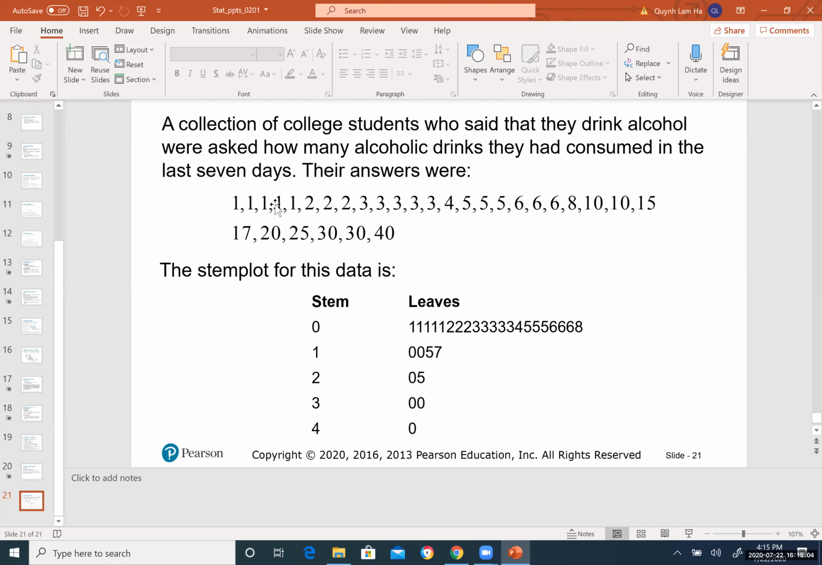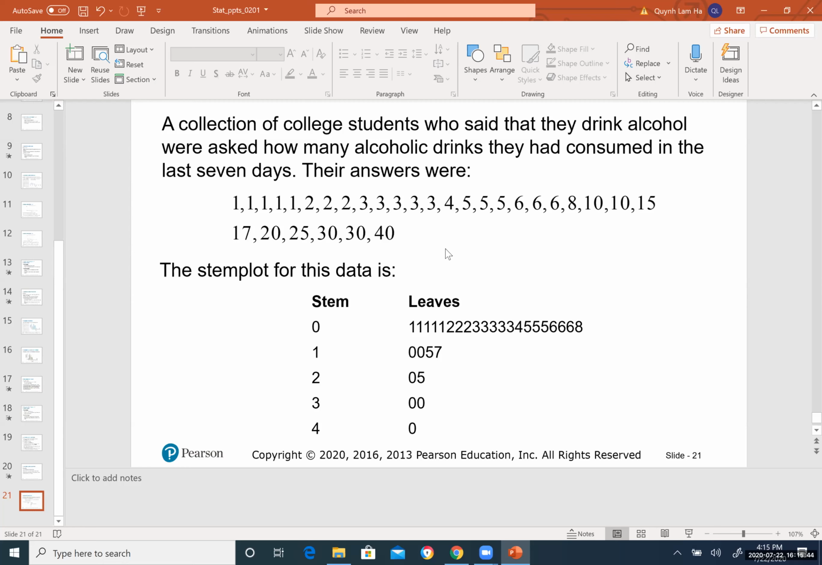So here is the data set of how many alcoholic drinks people had consumed in 7 days. Wow. You see this list, they already organized it for us, and you see the patterns. To create a stem plot, you need to write one column for stems and another column for leaves. And for the stem, how do you write it? You look at the data right here. They start with 1, 1, 2, 3, 4, 5, 6, 8, then 10, 15, 20, 25, 30, and so on.